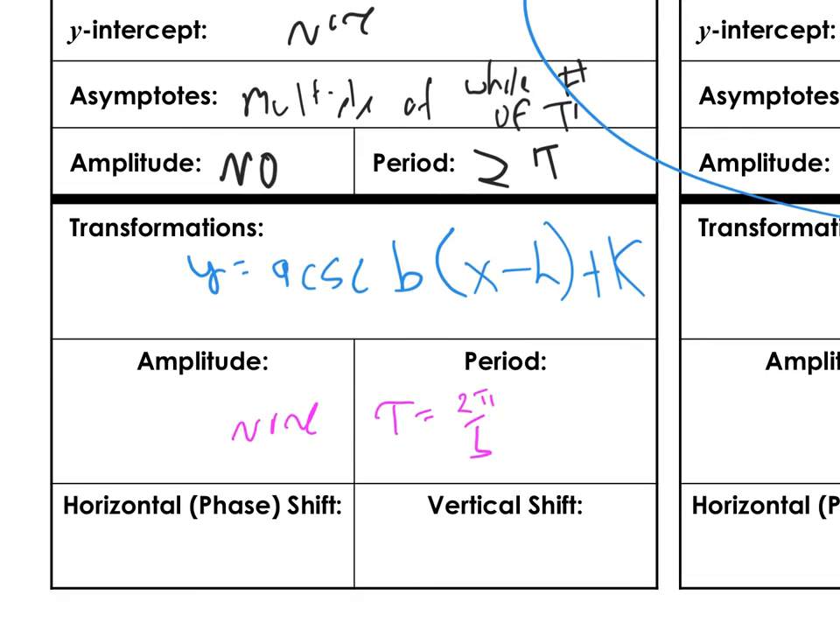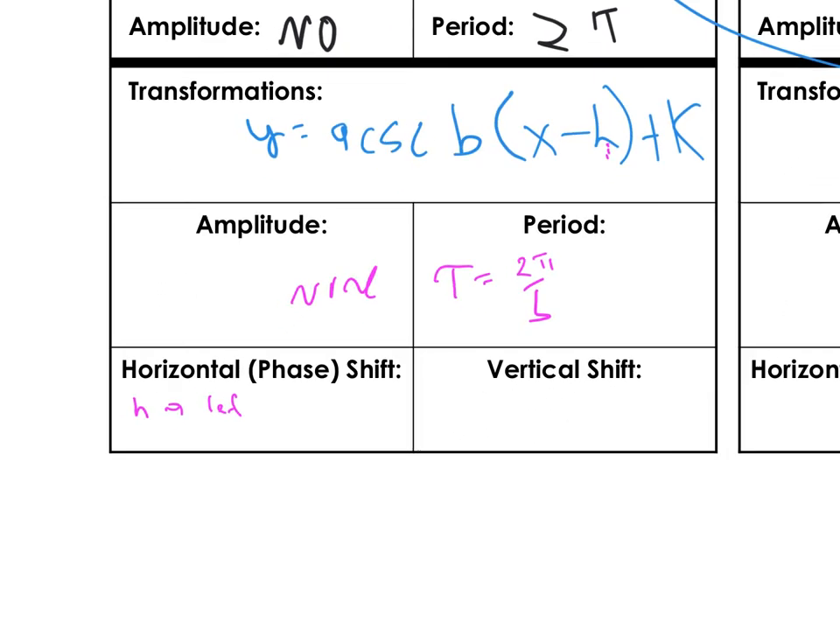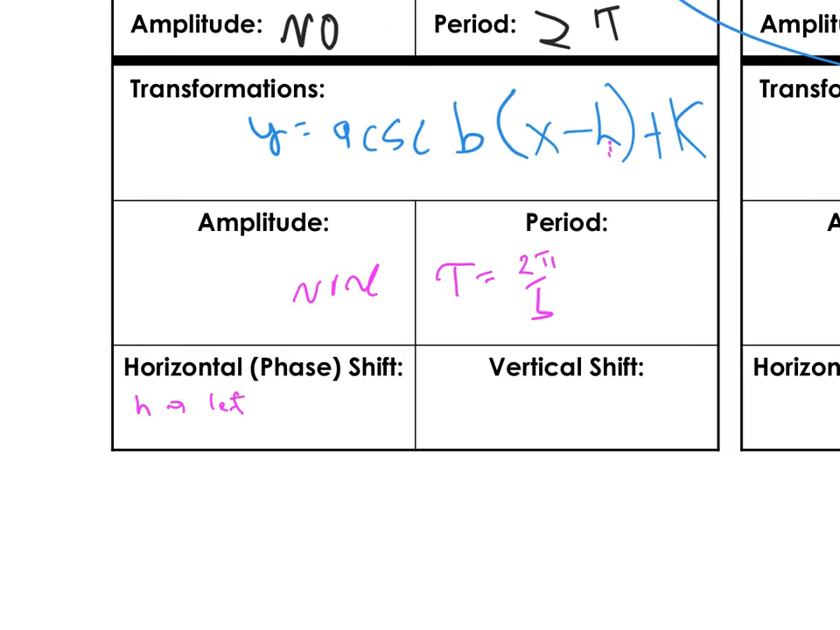Was there a horizontal phase shift? The H is your horizontal phase shift. And it goes left if it is a plus H, and right if it's a minus H, right?